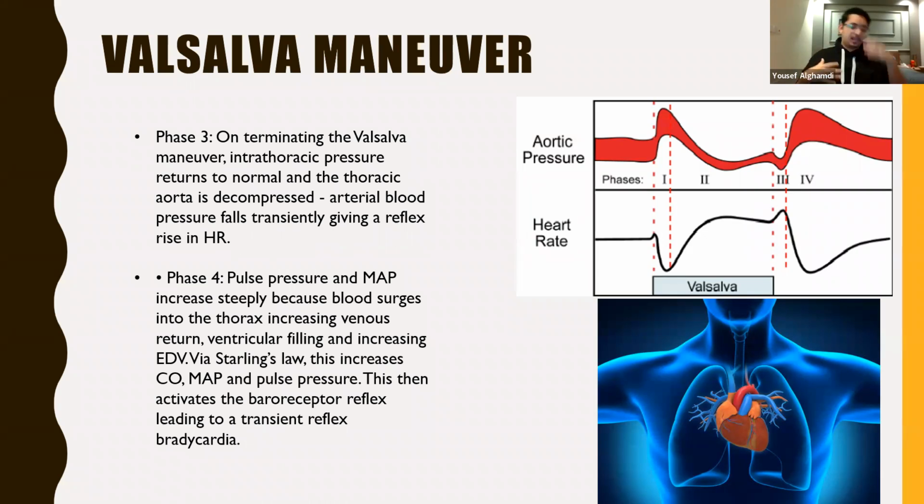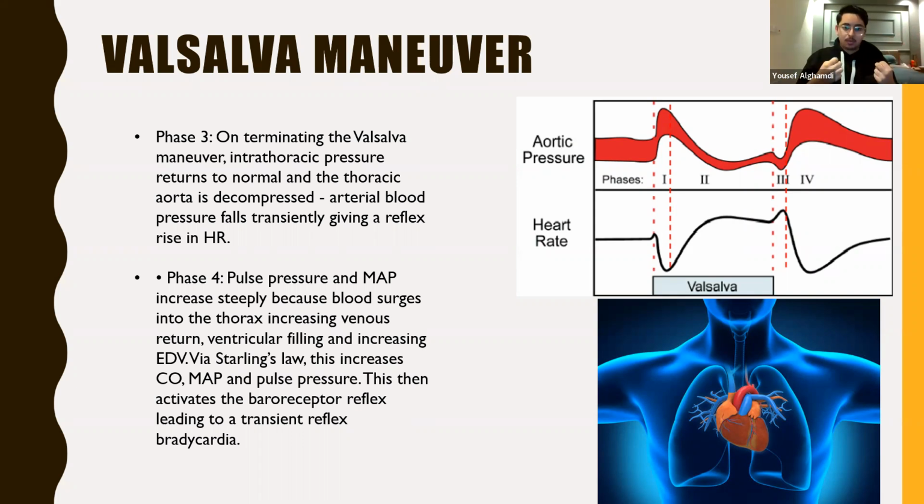When you increase your MAP and your pulse pressure, it's because of the blood surging right into the thorax. So remember how we said that blood doesn't move from an area of lower to higher pressure, it moves from higher to lower, right? So when we decrease the intrathoracic pressure, the venous blood will return, right? Because now the pressure is less than your peripheries or your lower limb or your arms or whatever it may be, right? So all the venous blood will return.